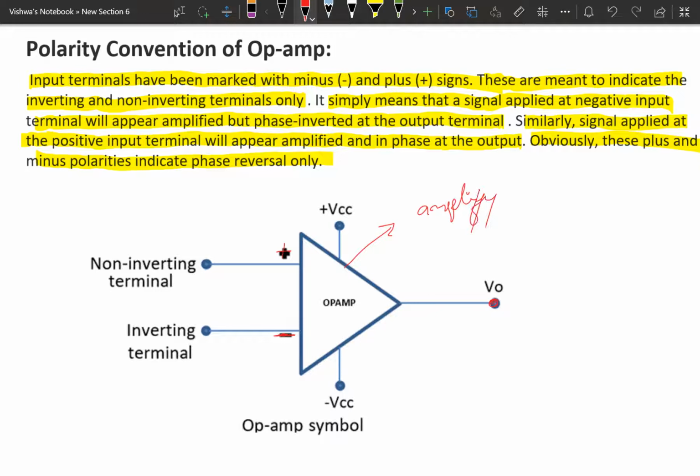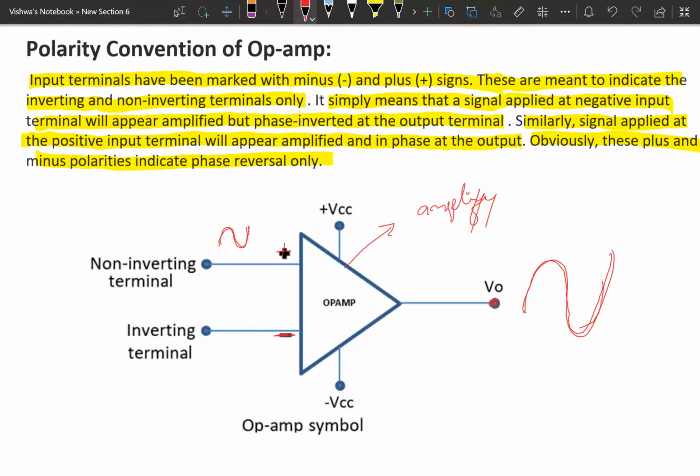It will amplify. How will it amplify? Suppose we provide a signal at the non-inverting terminal. Then its output will be an amplified signal of the same phase. See here, it starts from here and goes like this. The same signal is at the output, but it is amplified. The amplitude is amplified.